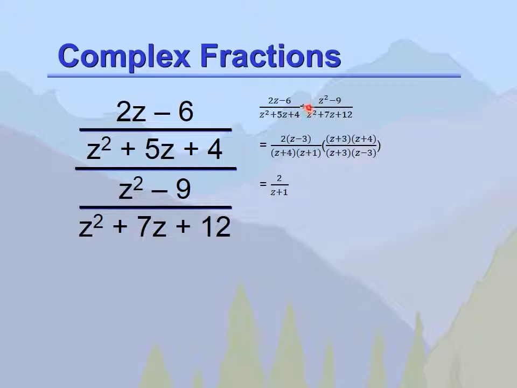Now remember, our division is going to change to multiply, and we're going to flip. So z squared plus 7z plus 12 will be on top. And when I factor that, I get z plus 3 times z plus 4. This z squared minus 9 will be on bottom, and that's difference of squares. So I get z plus 3 times z minus 3. Now I cancel what I can. So z minus 3 cancels, z plus 3 cancels, and z plus 4 cancels, leaving me 2 on top and z plus 1 on bottom.